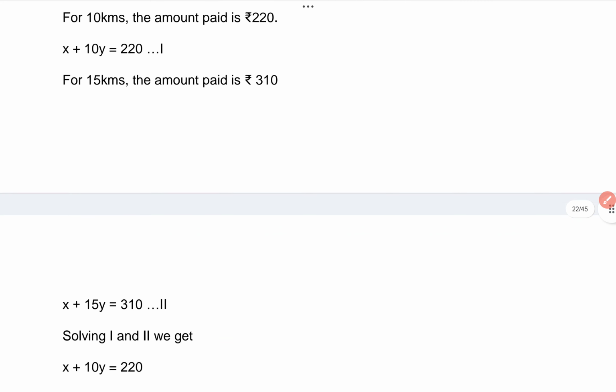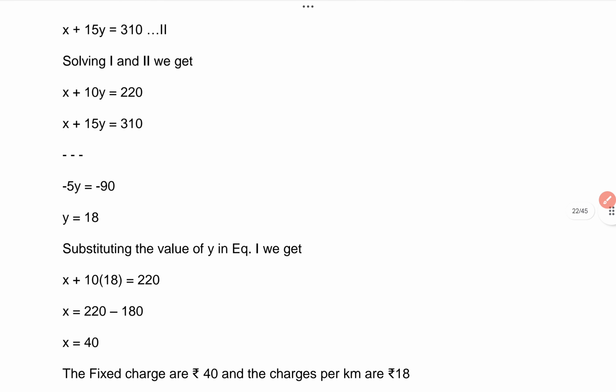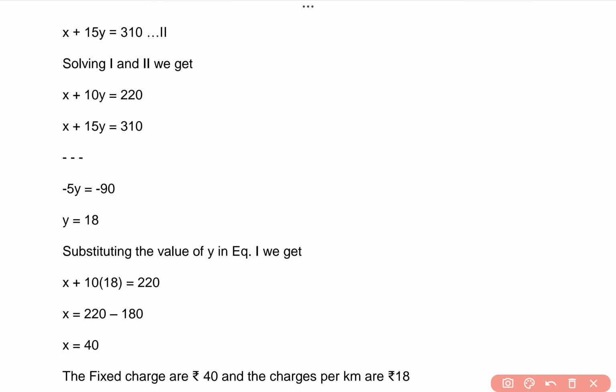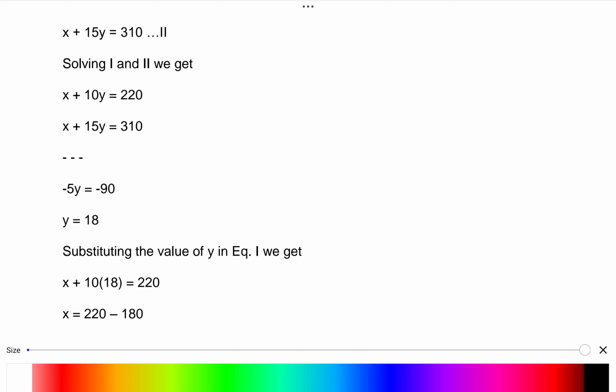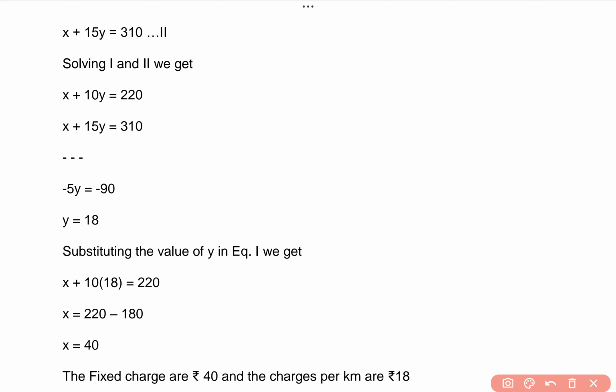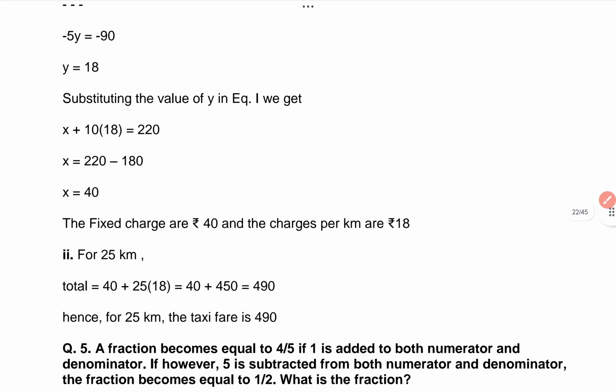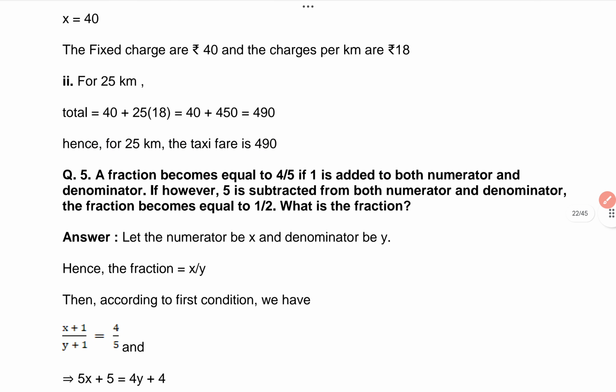Then you can see the next one. If you have any kind of doubt regarding this one, then you just tell me. If it is clear till here, then just see the next one. Here you can see question number 5 also.